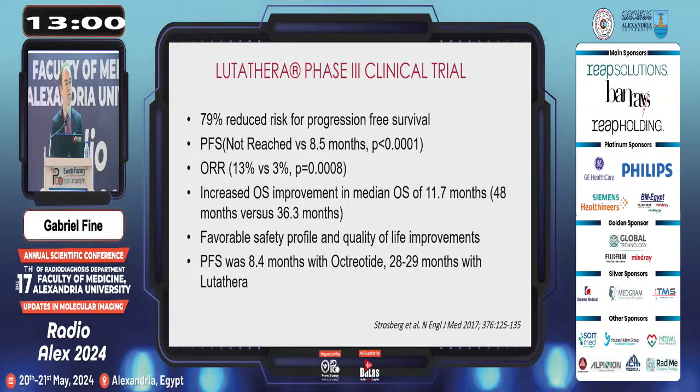And this is what they found: a 79% reduced risk for progression-free survival, and increased overall survival of about a year. The patient's quality of life was dramatically improved, and the safety profile is quite good. Progression-free survival with octreotide, which remember was standard of care, is 8.4 months versus 28 to 29 months with Lutathera. So patients suffering from neuroendocrine tumors, this treatment has been profound for them. It's been really a game changer.